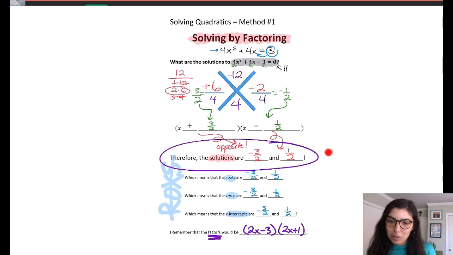Please know the difference between them. And that is all we're asking to do today. Solving by factoring is really, really cool. The difference between solving and factoring is important, though. Factoring ends here. Solving ends with numbers, the opposites of these.